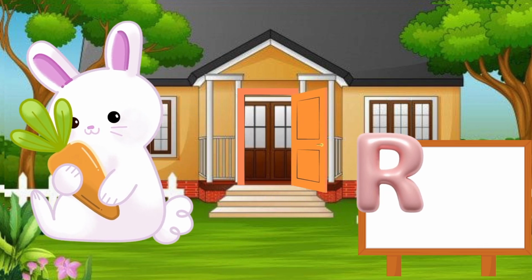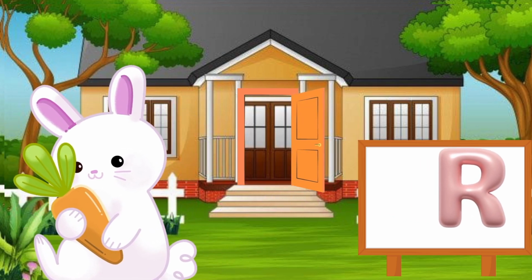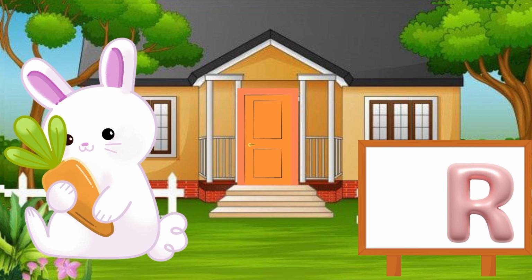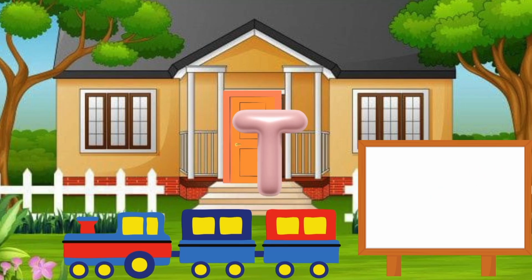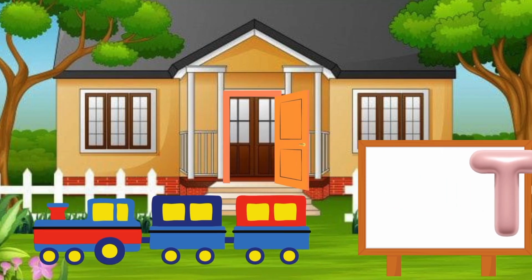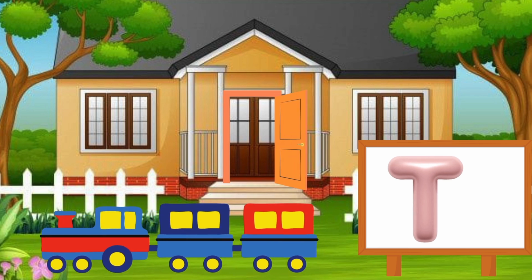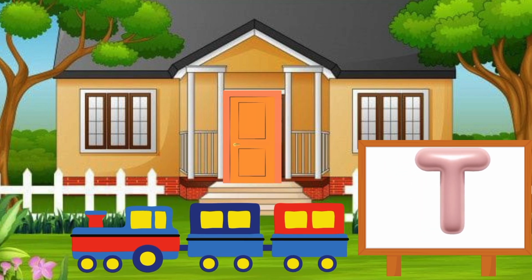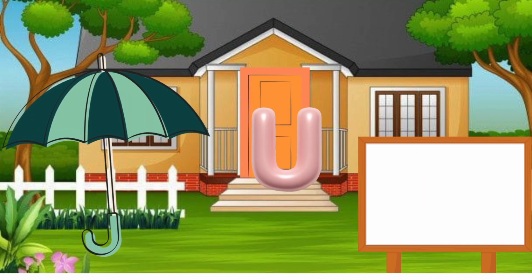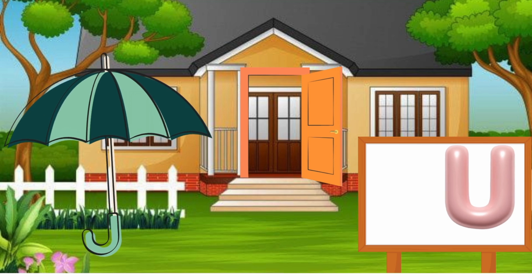R is for rabbit. R, r, rabbit. R, rabbit. T is for train. T, t, train. T, train. U is for umbrella.